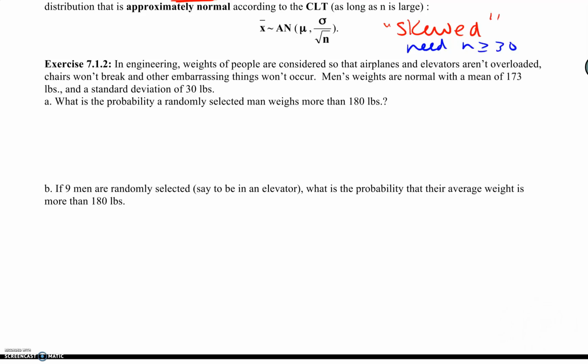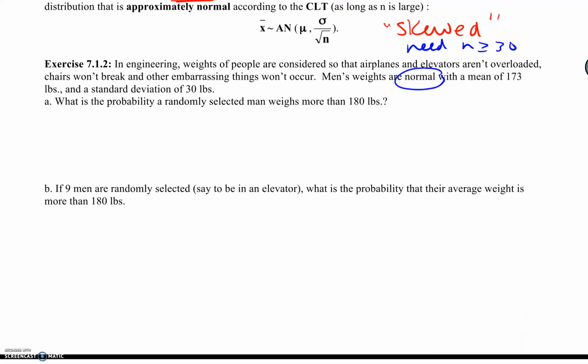So the first question here just says, in engineering, weights of people are considered so that airplanes and elevators aren't overloaded, chairs won't break, and other embarrassing things won't occur. Men's weights are normally distributed with a mean of 173 and a standard deviation of 130.